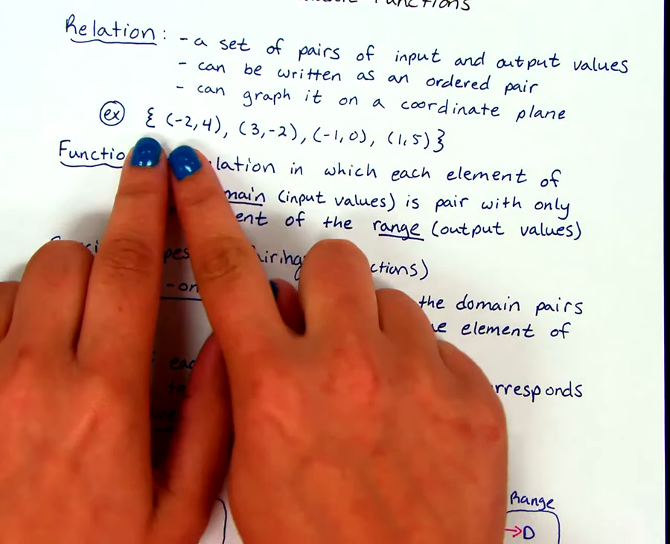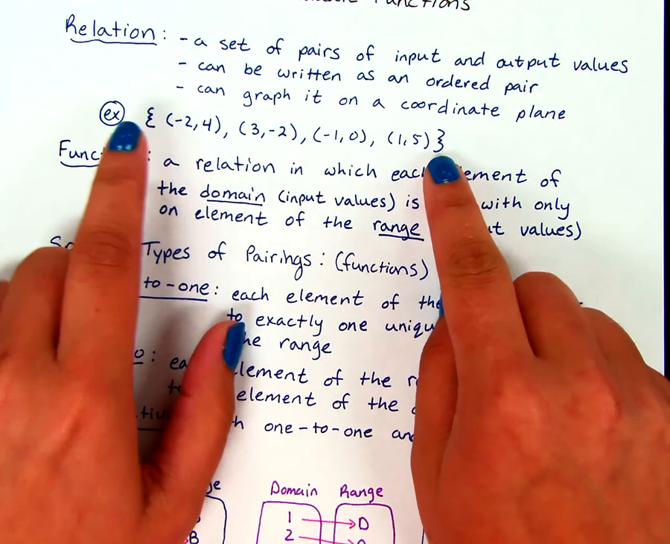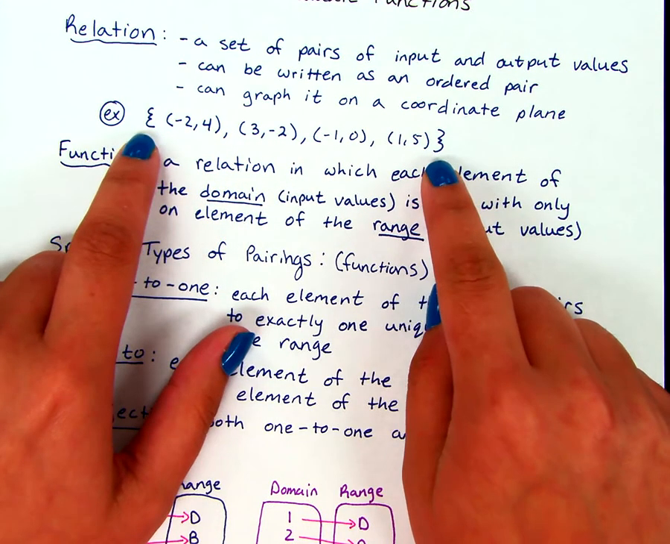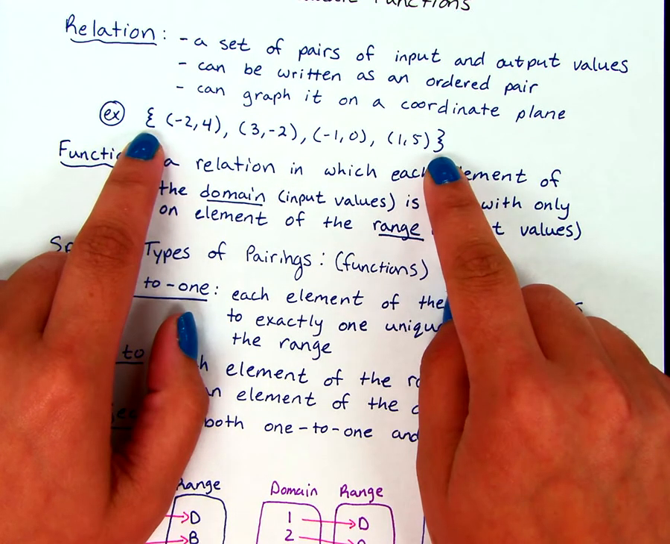Now, if we look at our example here, you'll notice that we have our ordered pair, and then it's separated by commas, and then we have these curly brackets on the outside. These symbols represent that this group of points belong together. That's how we would identify a set of numbers.